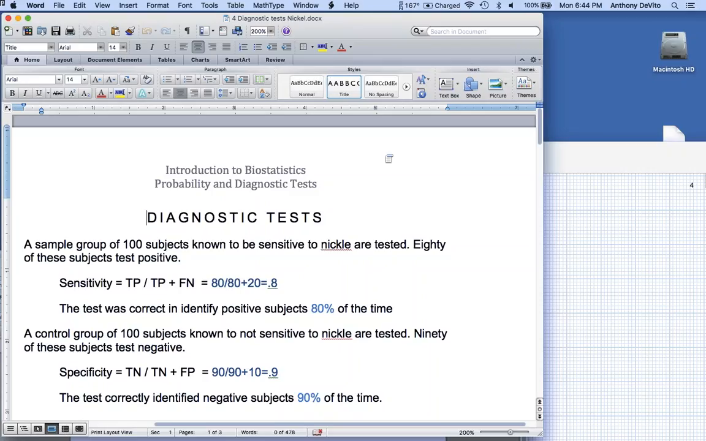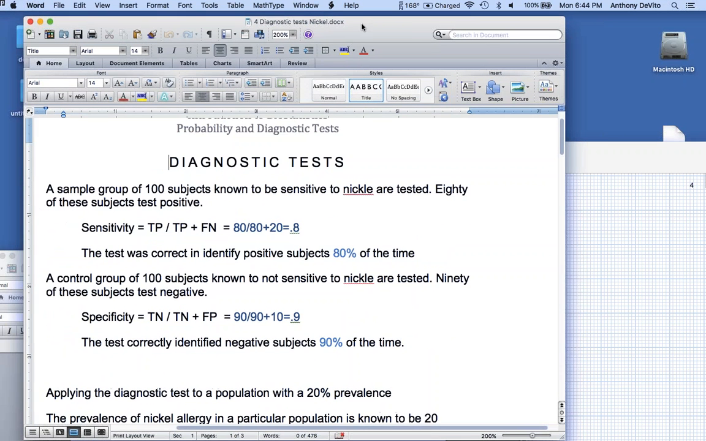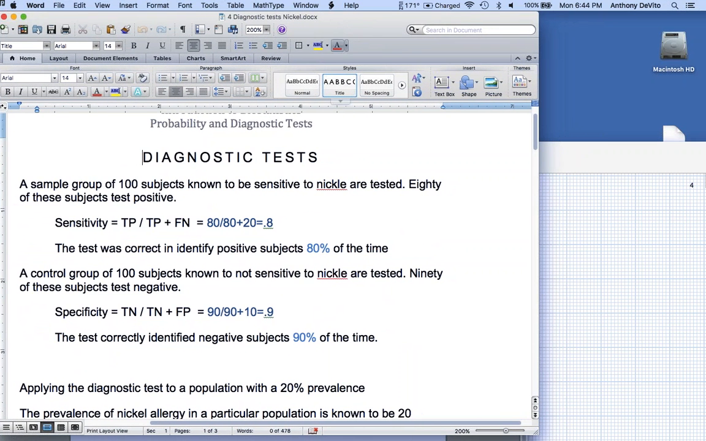Okay. Let's say that you want to avoid a patch test, and there's some simpler test that you can give someone, maybe part of a blood test that you can just add. Let's say we want a diagnostic test for determining whether someone is allergic to nickel, okay? And we have some mechanism where we know that person for sure is allergic to nickel. So I'm going to take 100 people. I've developed this test. I want to see how good a test it is, okay?